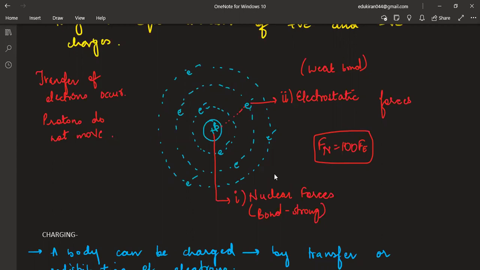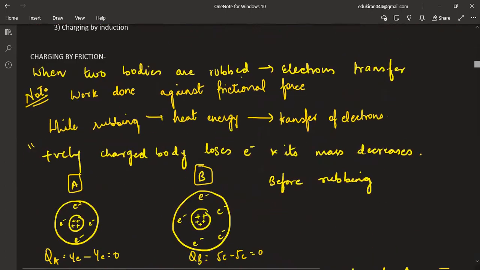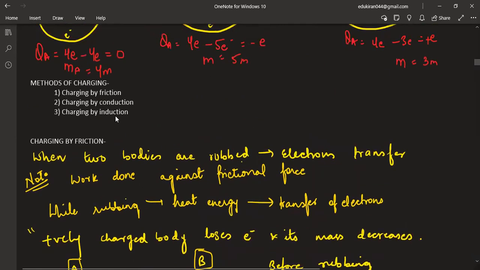And from your charging topic, let me discuss the methods of charging. You basically have three methods of charging: charging by induction, charging by friction, and charging by conduction. Charging by friction, just remember, is when two bodies are rubbed against each other. When they are rubbed against each other, the heat allows the electrons to get transferred. That's it.